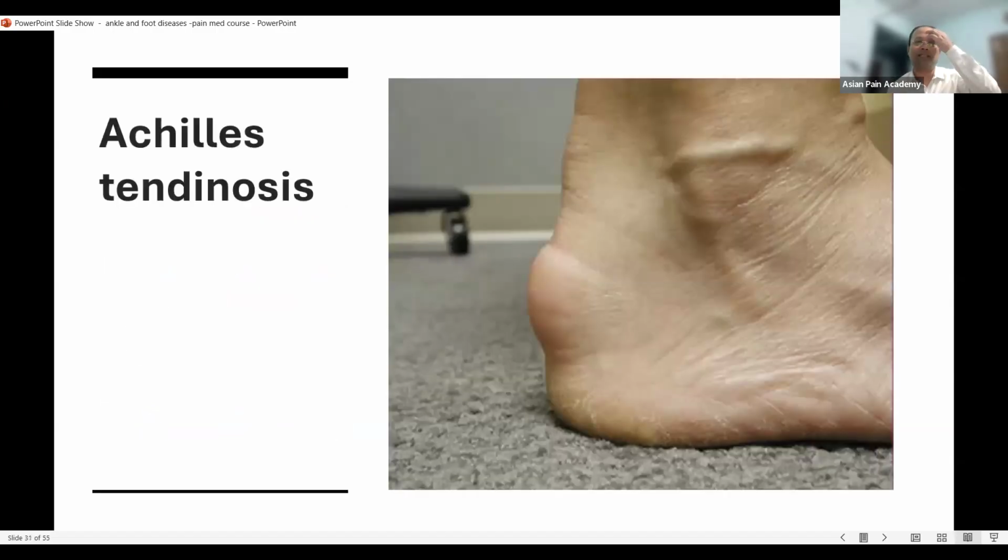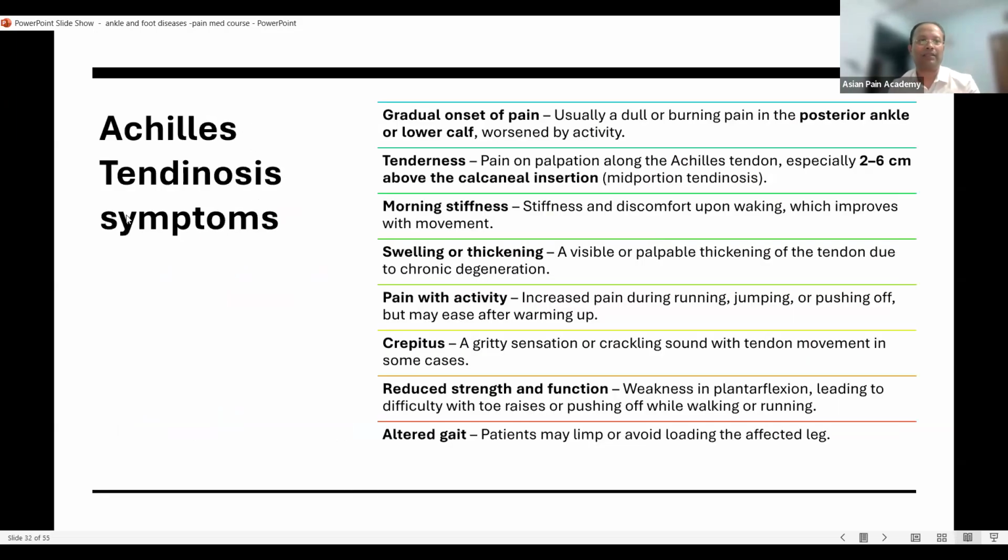Okay, now comes Achilles tendinosis. As I told you, the Achilles tendon is formed by gastrocnemius and soleus. So what symptoms can happen in Achilles tendinosis? Gradual onset of pain. Of course, you cannot say it is gradual every time. If there is an acute injury, then it will be acute onset. But if it is degenerative, which is most common, tendinosis is a degeneration, then it will be gradual onset of pain. And where will we feel the pain? It is in the posterior ankle or lower calf, and it will be worsened by activity.